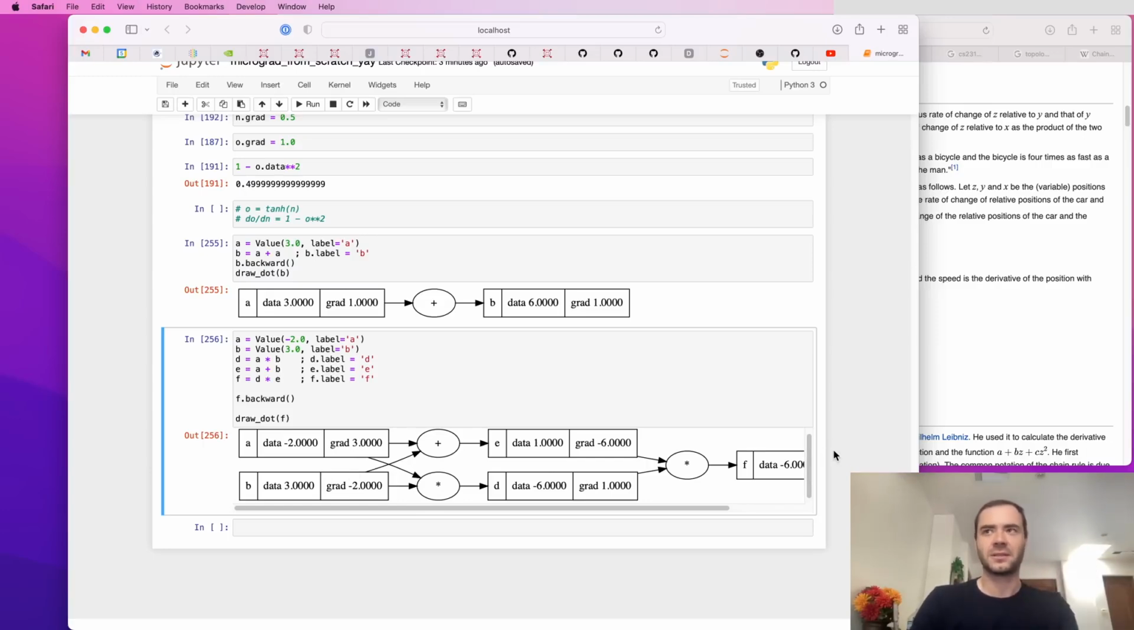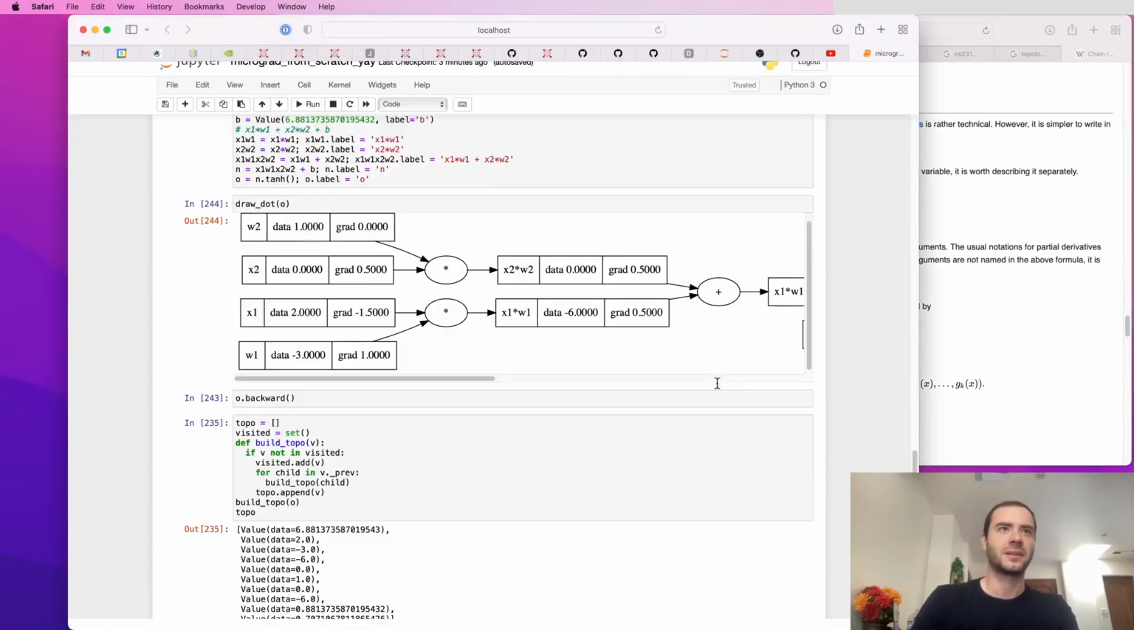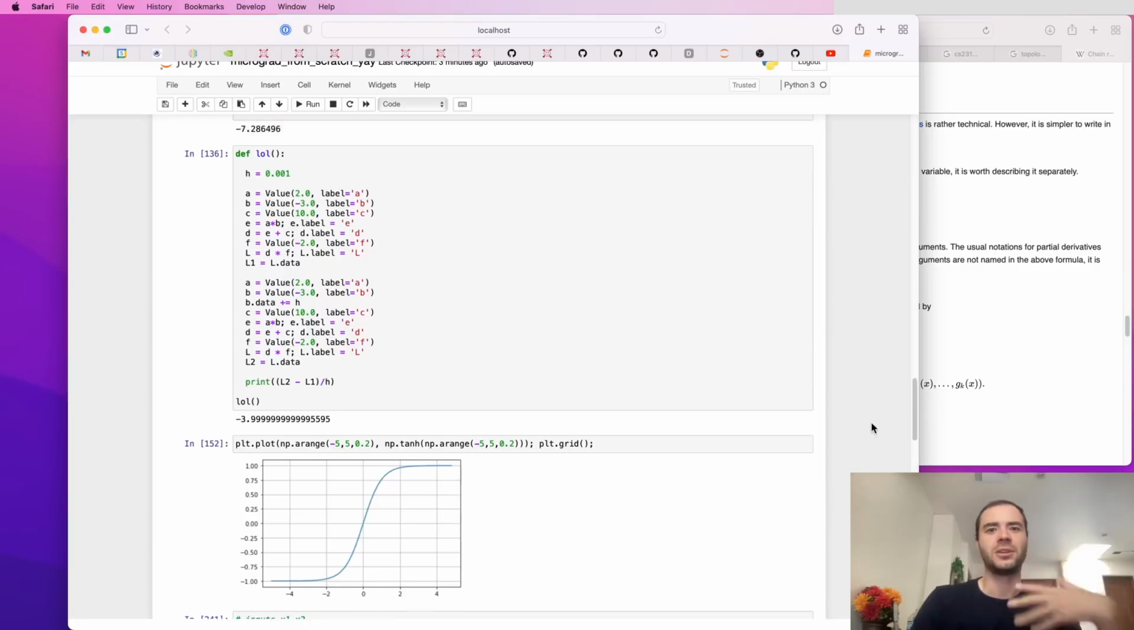So that's obviously a problem. And the solution here, if you look at the multivariate case of the chain rule and its generalization there, is basically that we have to accumulate these gradients.